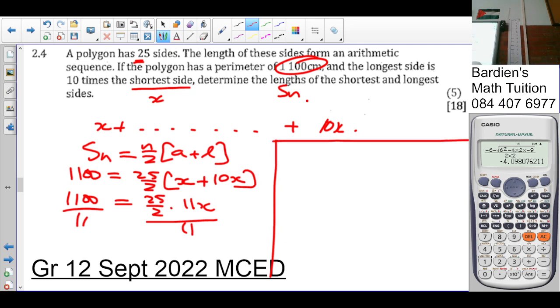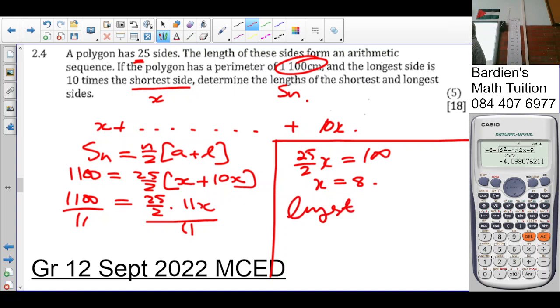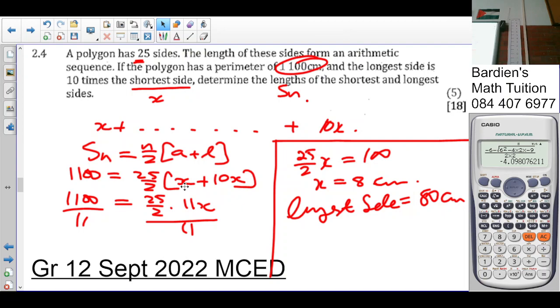So 25 over 2 x is equal to 100. Is that correct? Then 100 divided by 25 is 4, times 2 is 8. So x is equal to 8. Just check if that's correct. Right, so the shorter side is 8 and the longer side is going to be 10 times that, which is 80 centimeters. Okay, that's how we do that one.